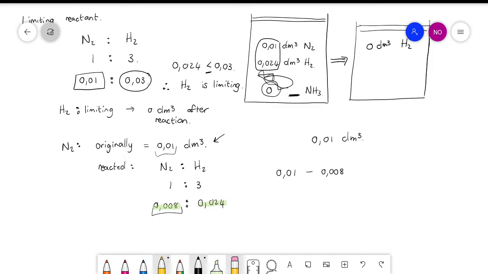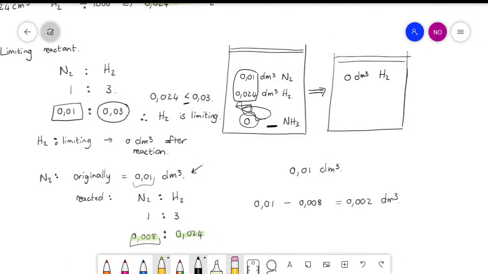In other words, the amount of the nitrogen gas left will be what was there originally minus the amount that reacted, and that is 0,002 cubic decimeters. Now this is after the reaction has taken place. So what else will be present in that container?